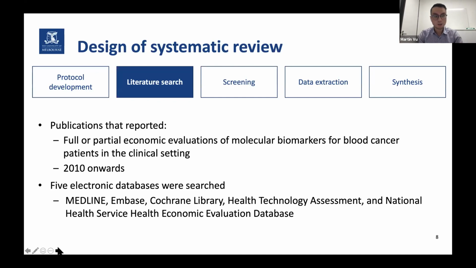The literature search itself comprised of full and partial economic evaluations of molecular biomarker tests in a clinical setting. We broadened the scope to include full and partial, just because we didn't really know what the economic evidence is out there, so trying to capture everything. However, we limited the publication date from 2010 onwards, and that's mostly in keeping with the modern era of blood cancer treatment. And we conducted search in 5 electronic databases as outlined here.